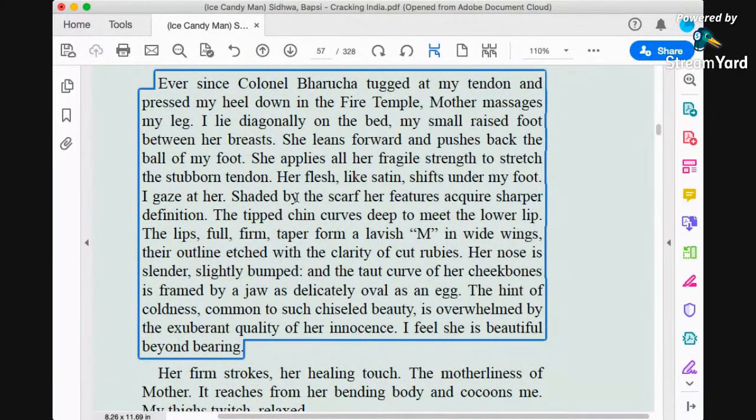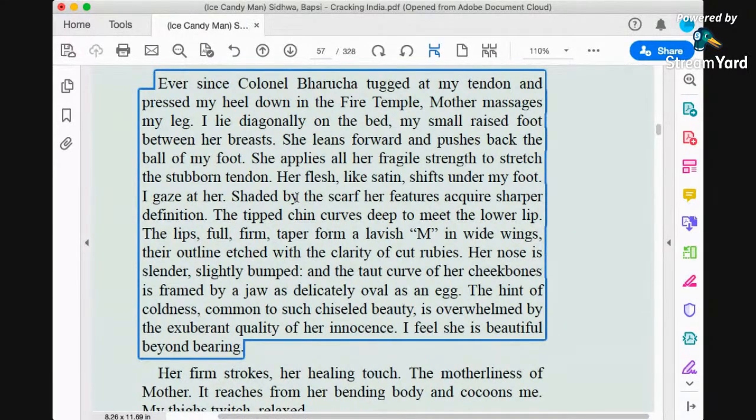It's very important. For example, Lenny is saying, "Ever since Colonel Bharucha tugged my tendon and pressed my heel down in the fire temple, Mother massages my leg. I lie diagonally on the bed, my small raised foot between her breasts. She leans forward and pushes back the ball of my foot. She applies all her fragile strength to stretch the stubborn tendon." So up to this extent, reference is given to the foot and the leg of Lenny. It's not in good shape, and the mom is massaging most of the time to make it as good as possible. In fact, there is more description of the mother.